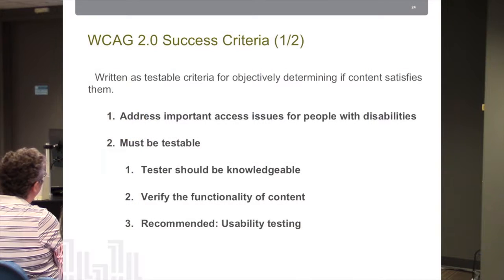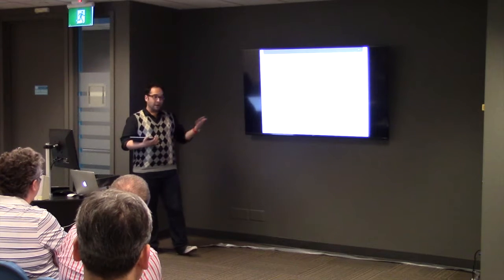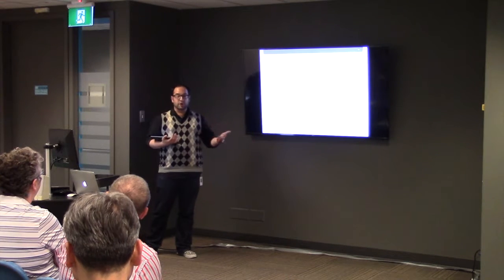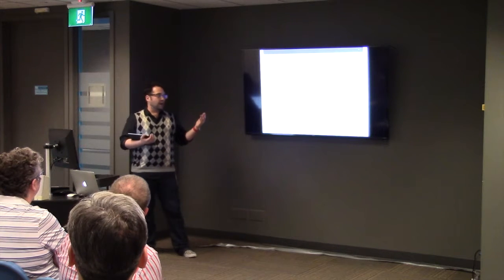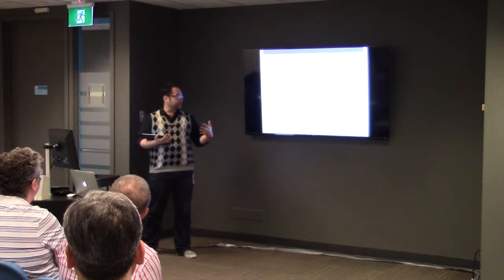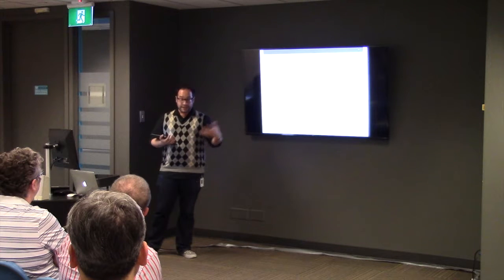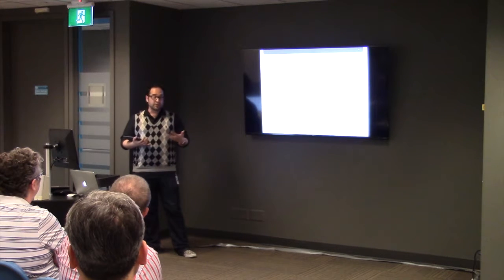And lastly, it's really recommended that you do some form of usability testing with people with the specific disabilities that you're targeting. Say for instance, you know that you have a user base that has a lot of visual impairment, so you're going to target screen readers first. Talk to people, bring them in, and see what issues they face.